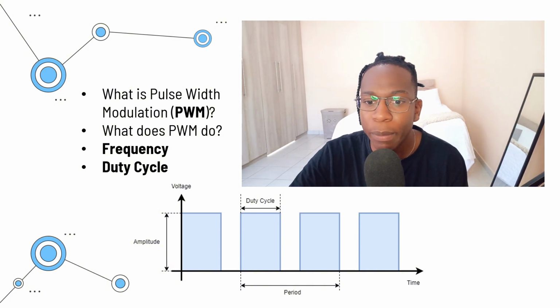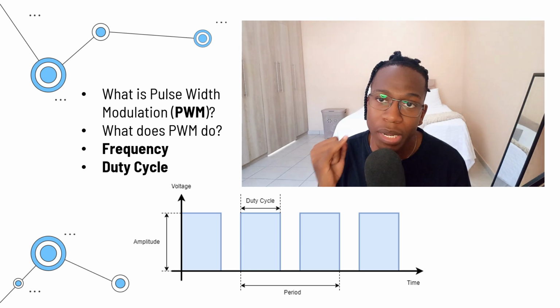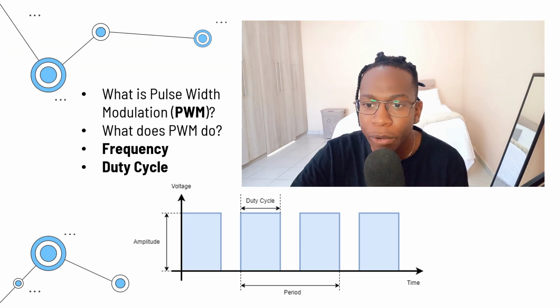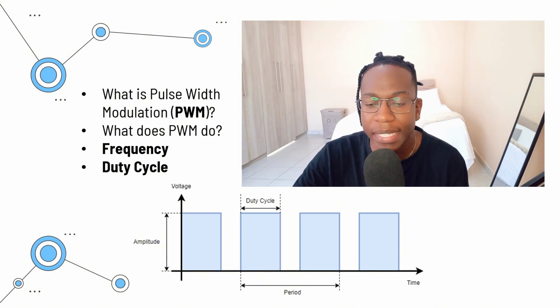There are two main important things to consider when working with PWM. This is the frequency of the PWM signal and the duty cycle of the PWM signal. The frequency of a PWM signal is the number of times the signal completes one full cycle, covering one high and one low state per second, measured in hertz. The duty cycle is how long the signal is in the on state compared to the off state in one cycle. It is typically expressed as a percentage.